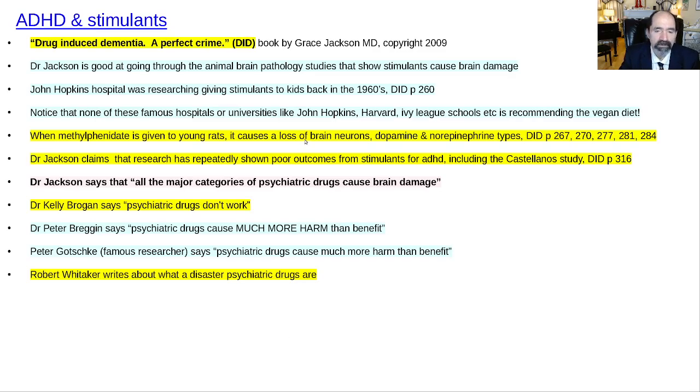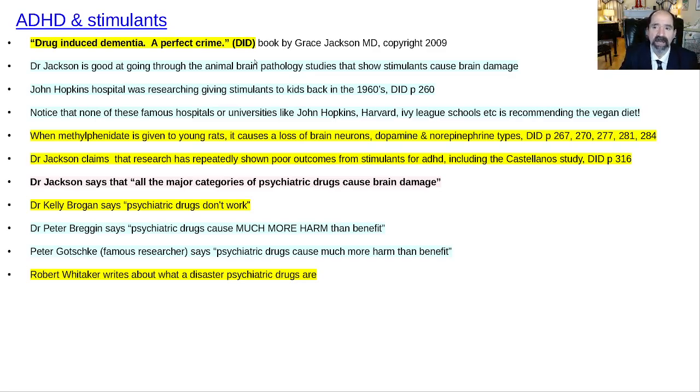Okay, I think we're finishing up here. I think this is the last slide. Oh, and maybe I got one more after this, but this might be the last one. So anyways, Drug-Induced Dementia as the Perfect Crime by Grace Jackson. Here's the book, a brilliant book, and she went through an extensive study. She's a psychiatrist herself, a bright lady, of how these drugs push people towards dementia.